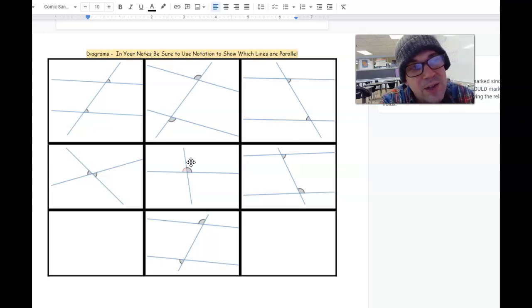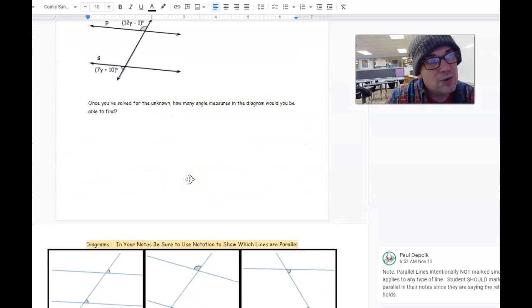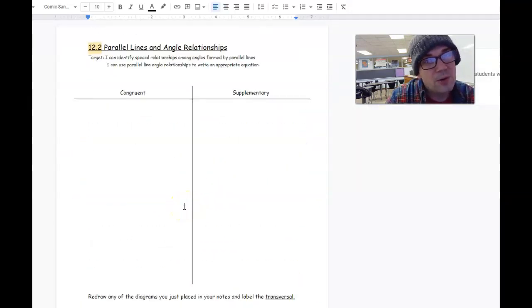So part of this is just to have you build some mathematical intuition, and use how it looks to decide, oh, these look like they would definitely be congruent, or there's no way these would be congruent, therefore they must be supplementary. And I asked the students to take each of these different pictures and put them in a column of either congruent or supplementary. So that's the angle relationship. The angles are either congruent or supplementary.